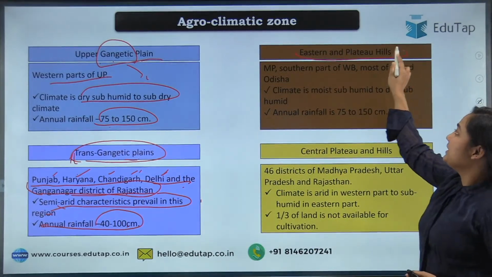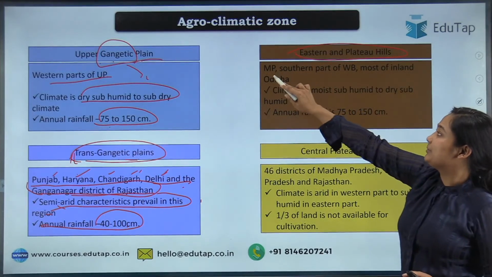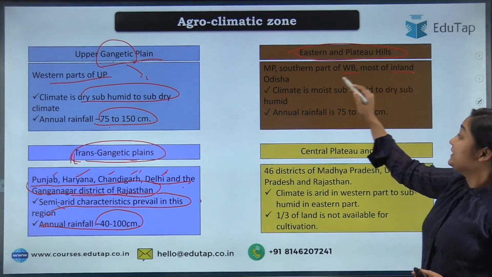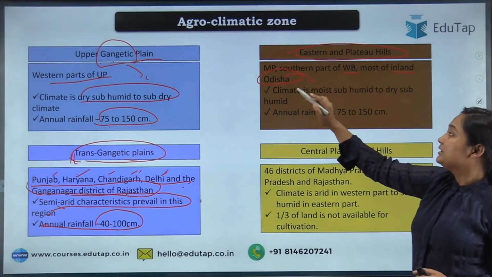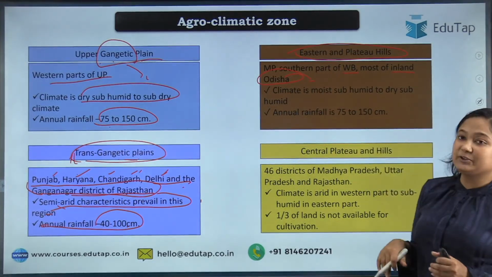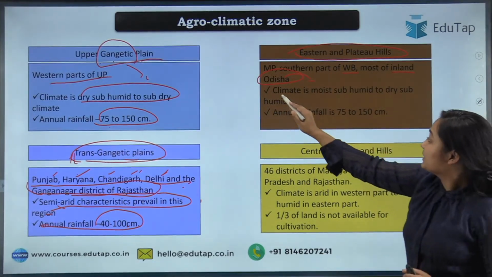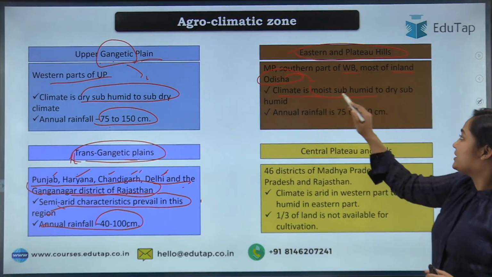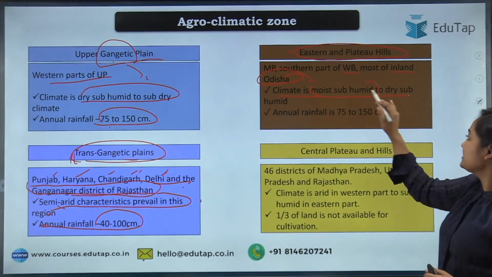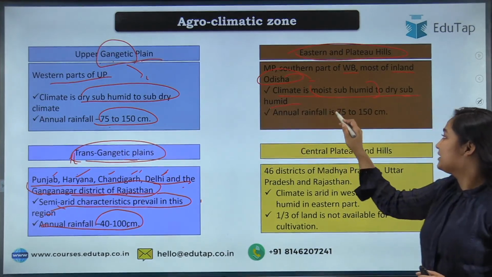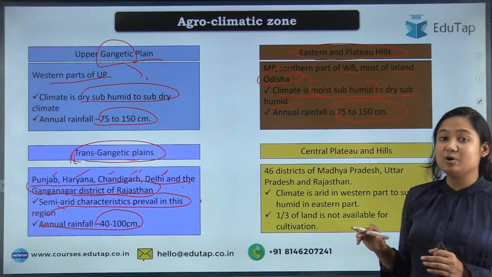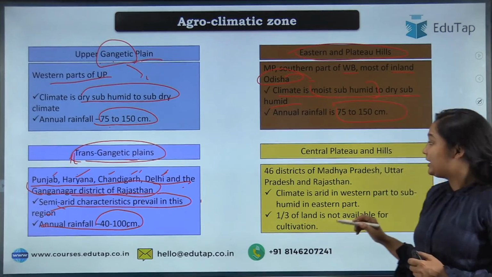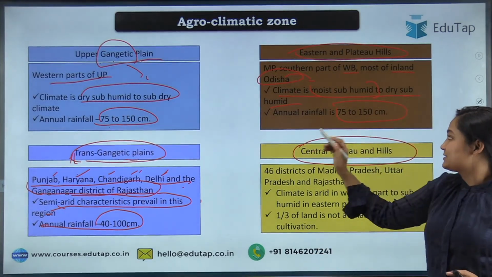The next zone is the eastern plateau and hills, and Madhya Pradesh, West Bengal and the inland part of Odisha are all covered in the eastern plateau and hills. So the climate here is moist subhumid and dry subhumid. The annual rainfall falls between 75 to 150 centimeter. Okay, moving to the central plateau hills.